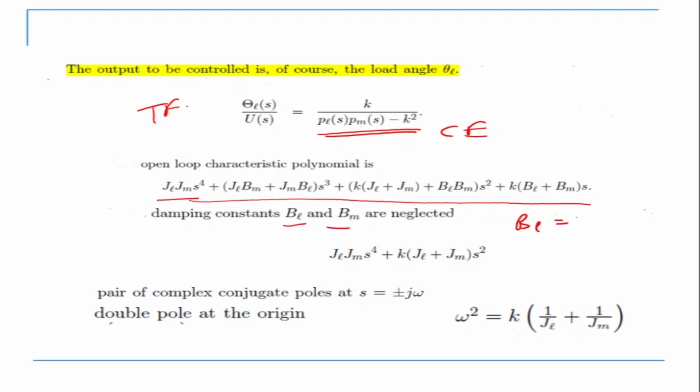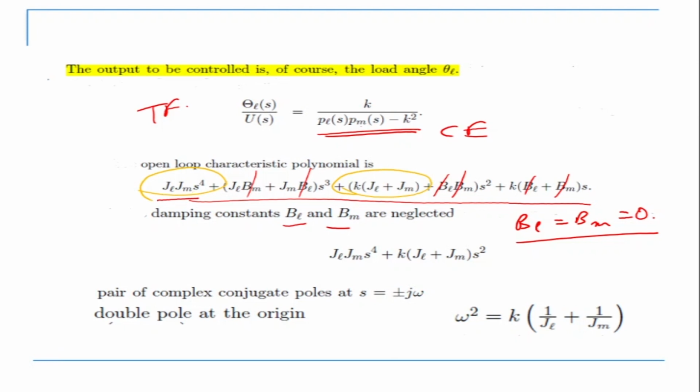So BL is equal to BM, which is damping, which is very small. So BM and BL I cancel from here. BM is cancelled, BL is cancelled. And if I do that, what we are left with is only this term and this term.